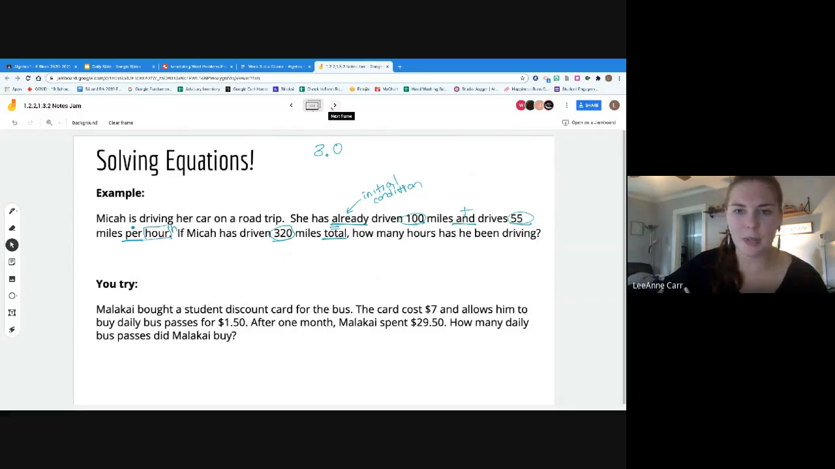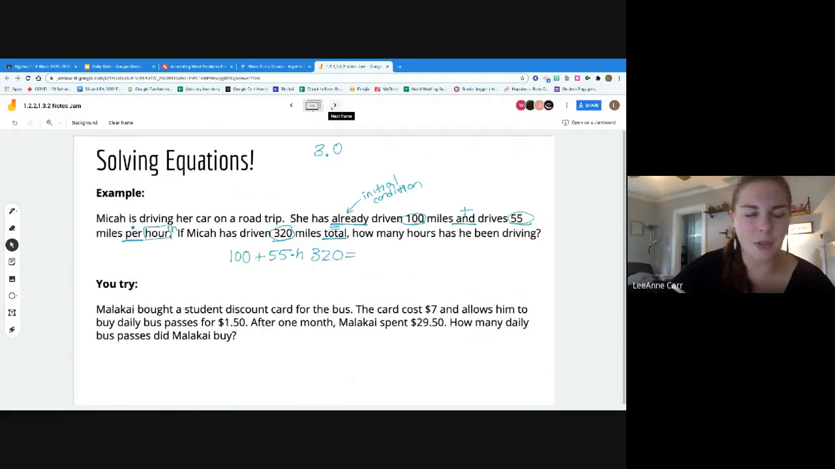All right, now when I'm setting up my problem, I'm just going to read it all the way through. So I'm starting with 100, and we're driving 55 per hour. And now if we were to write it exactly as it's written in our problem, we would write something that looks like this, 320 equals. But that doesn't make very much sense. You need something on the other side of the equal sign.